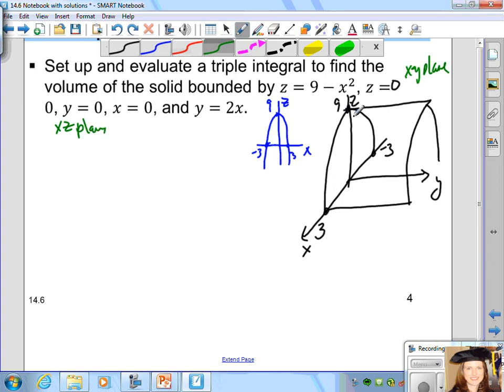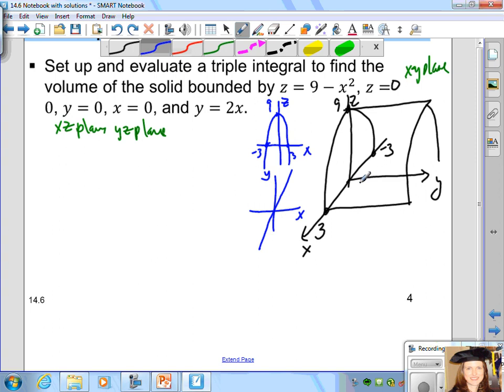So that would be in this direction. So we're only looking at the right half of this solid region. X equals 0, that is the yz plane. And y equals 2x. Now y equals 2x, if you sketch that trace in the xy plane, it's a line with a slope of 2.